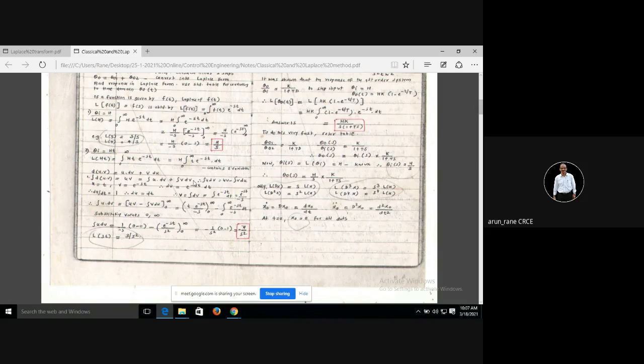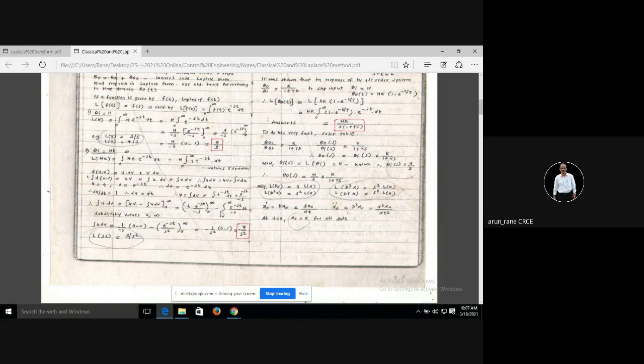So this is t into integration of e raised to minus st. What is integration of e raised to minus st? We already got it, isn't it? That is e raised to minus st upon minus s, and then put the limits 0 to infinity. Is this clear?